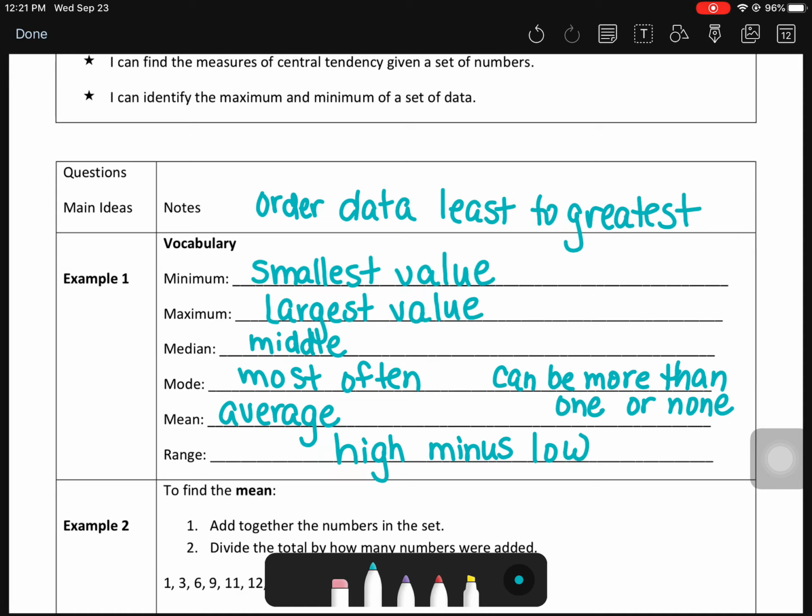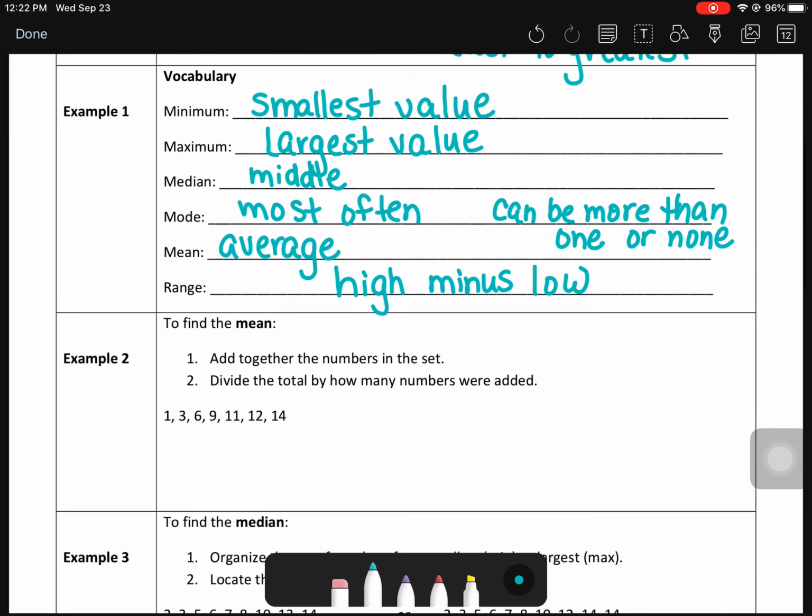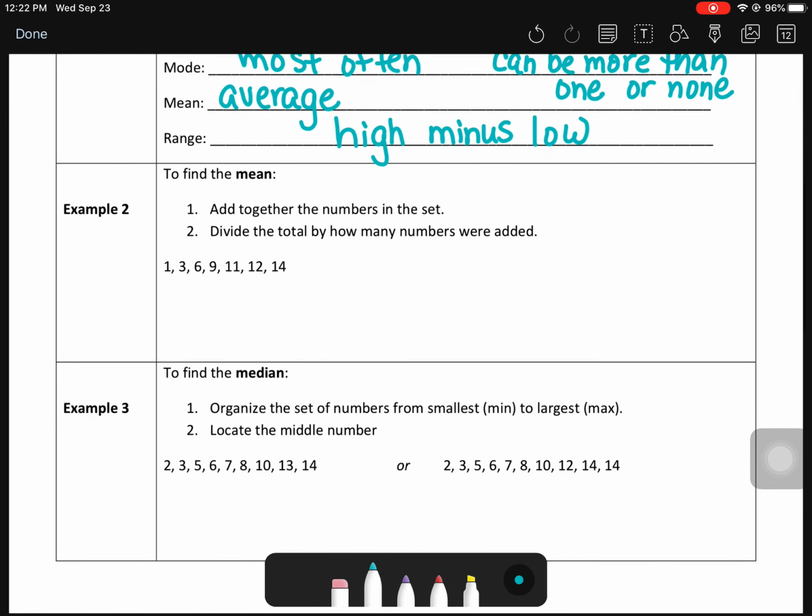So let's work at finding each of these statistics from a set of data. The first thing that we want to do when you find the mean is add all of the data together in the set. And then at the very end, once we add them all together, we divide by how many there are. If we take a look at this set of data, there are 7 total pieces. And we add them together.